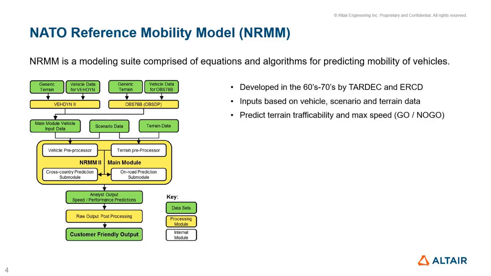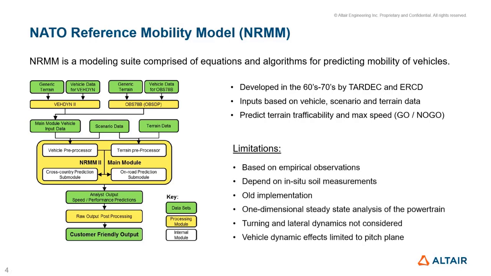In this picture, you see the workflow of the NATO reference mobility model. Actually, this is the NRMM2 that was issued in 1992, including the new equations. But here I give you an idea of how the workflow works. They have basically the vehicle data, and then there is the scenario data and the terrain data. That's fed into the main module. And as an output, there is the speed and the performance predictions.